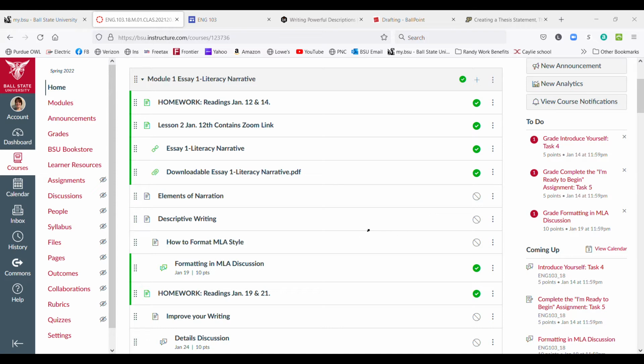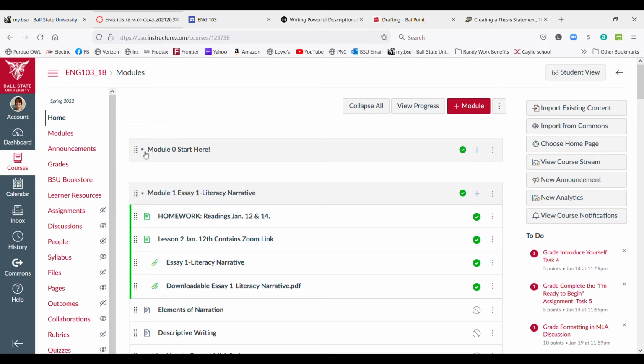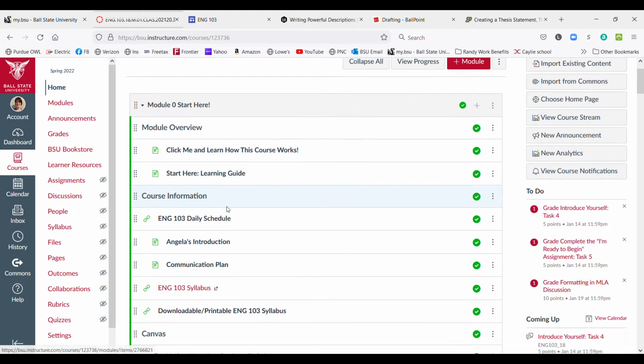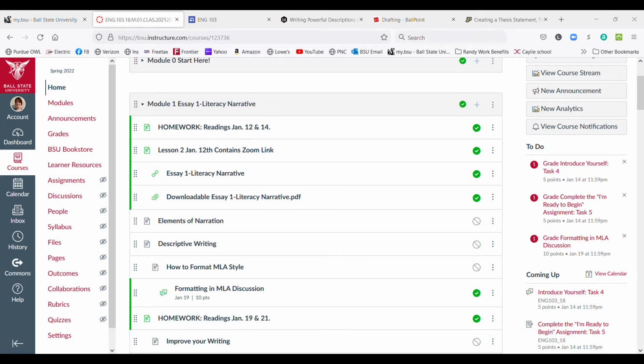So let's get started. Remember that if you want to know when anything is due or what we will be doing, you can come to your calendar, our daily schedule. It is on Canvas in the first module, module 0. Here is the daily schedule. So you can always find that here if you want to know what we're going to be doing.